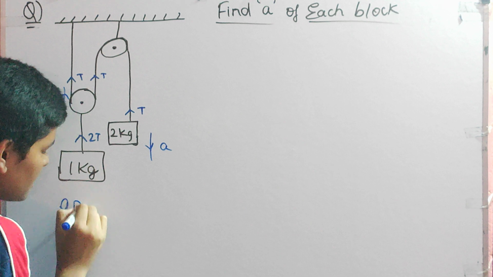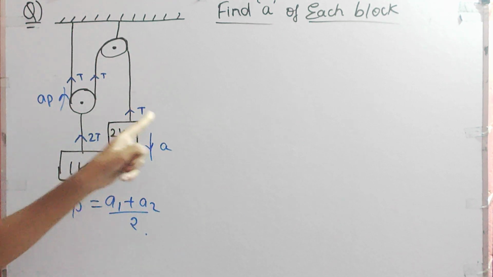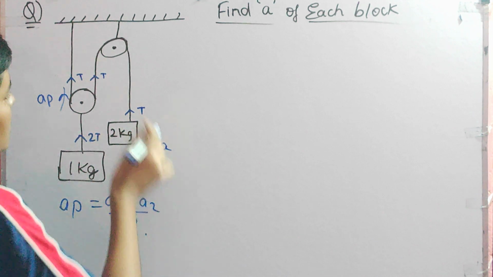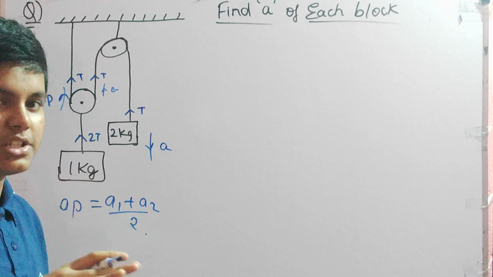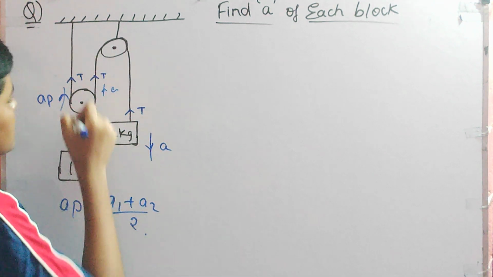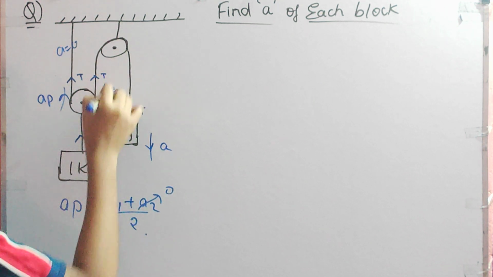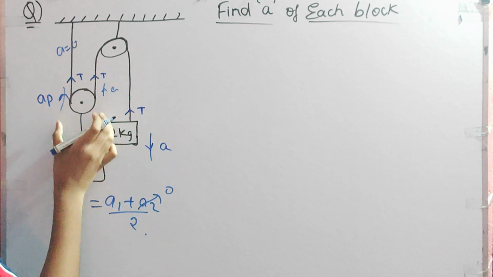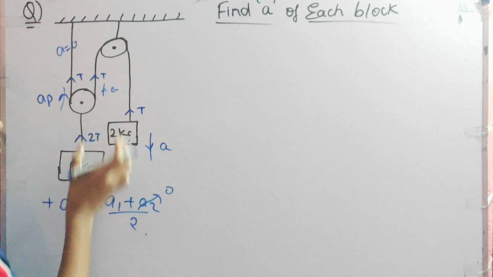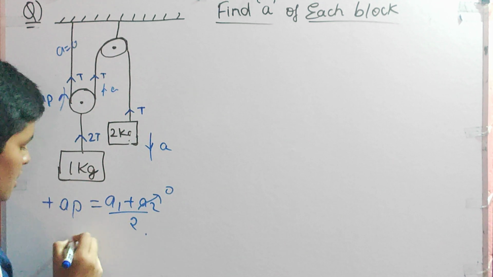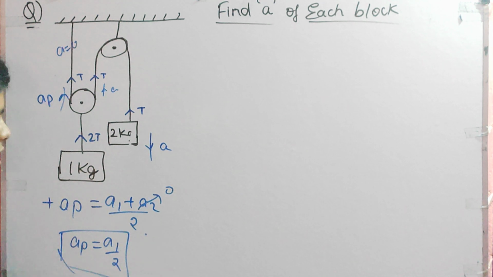And a_p is equal to (a1 plus a2) by 2. Now over here, if this is moving with acceleration A downward, this will also move with acceleration A upward. But since this acceleration is equal to 0, this will become 0. Acceleration of the pulley, if this is going downward, the pulley will go upward, so plus. Acceleration a1 is also pushing it upwards, so this is also positive. So a_p is equal to a1 by 2. This is the relation which we got.